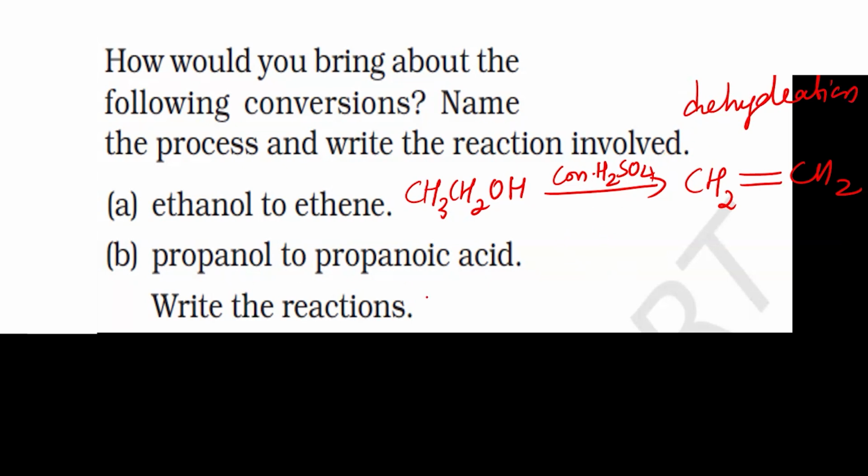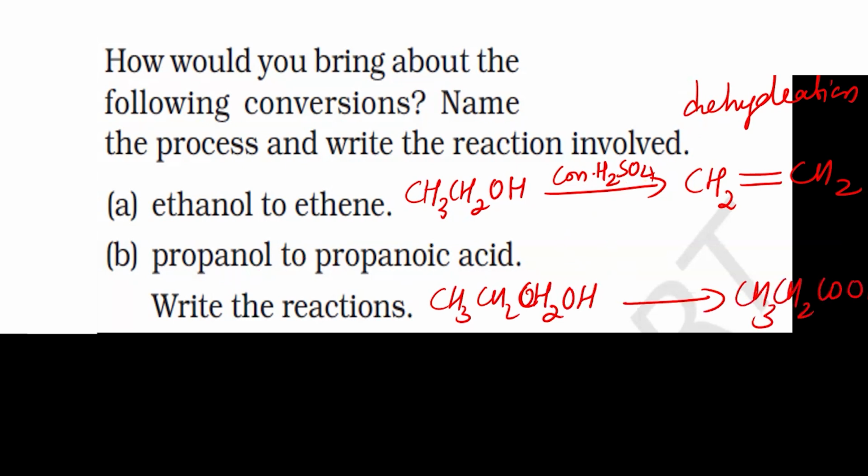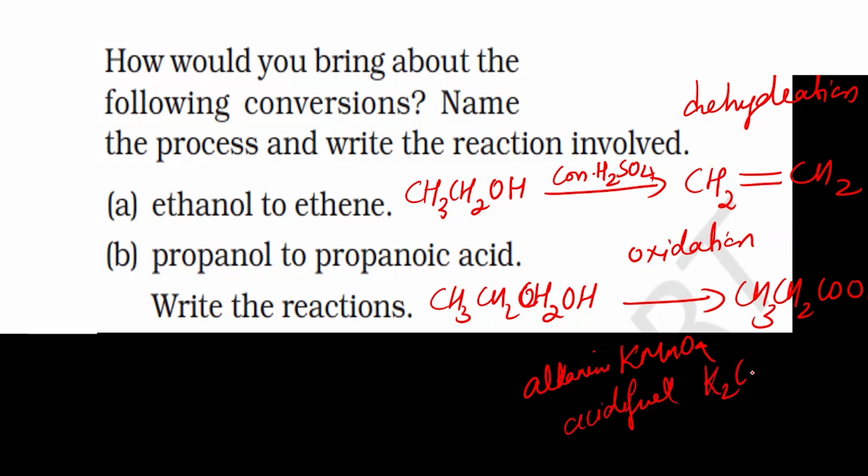Okay. Next is propanol, CH3CH2CH2OH, converted to propanoic acid, CH3CH2COOH. So there is addition of oxygen, and this is an oxidation reaction. Alcohol will be converted to acid in the presence of alkaline KMnO4, that is an oxidizing agent, or acidified K2Cr2O7. Very important reactions, okay?